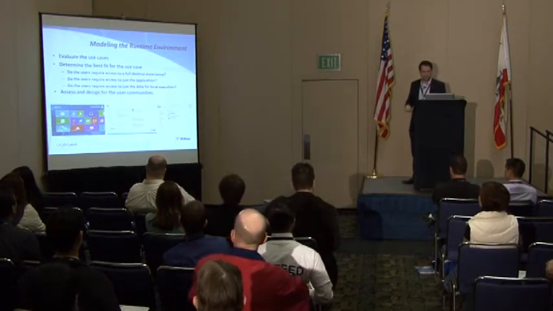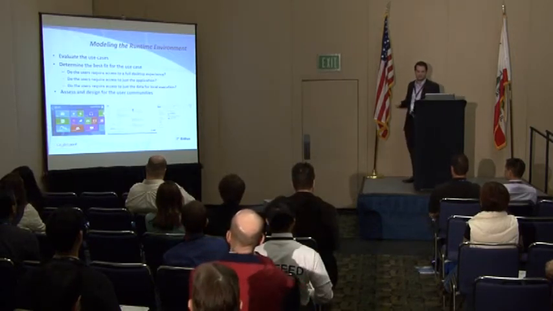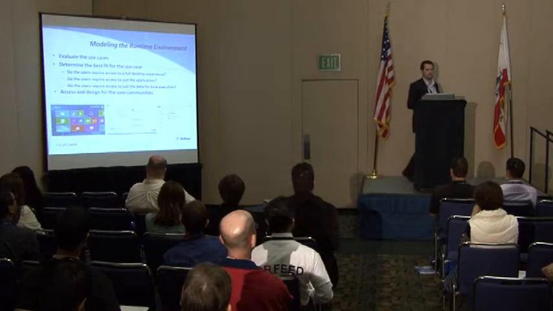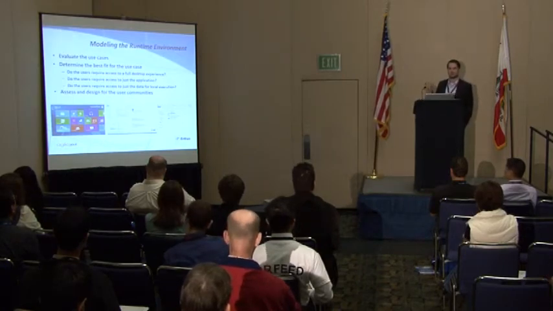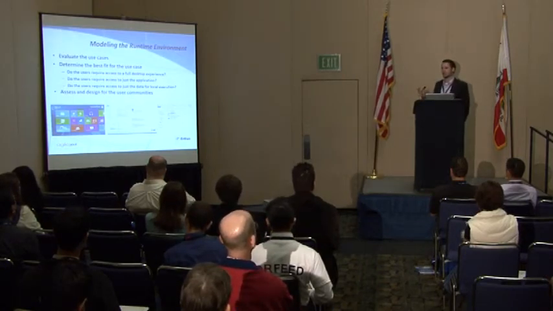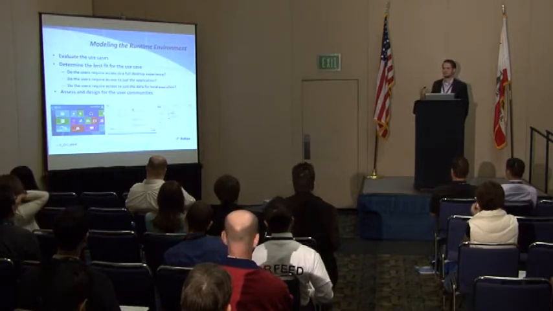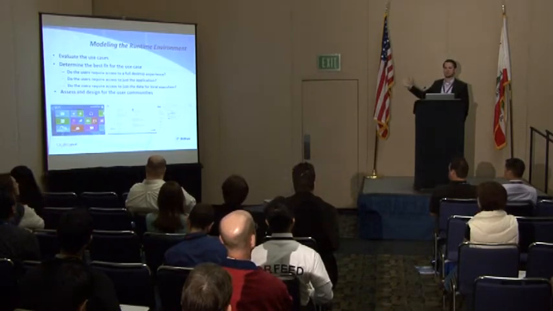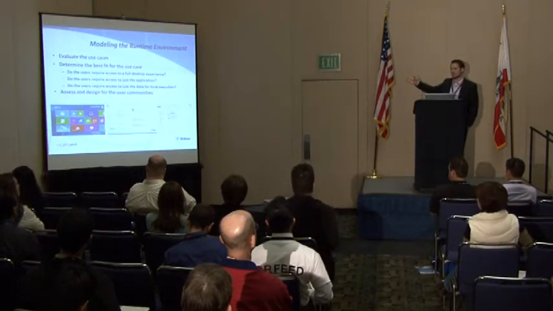And then the most important thing is assess and design for the user communities. Okay? So look at all of the different use cases that would represent a department or an organization, and then determine for that department or that organization what's going to be the best model based on their usage needs, based on their usage requirements. Does it make sense to give them a full desktop? Does it make sense to give them an app? Does it make sense to give them access to the data?